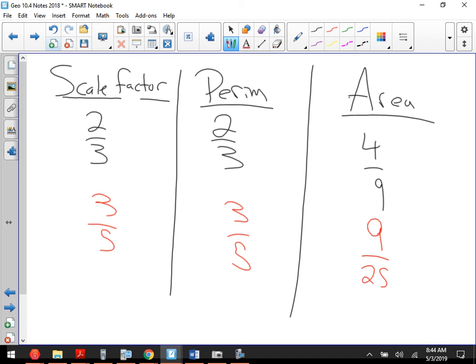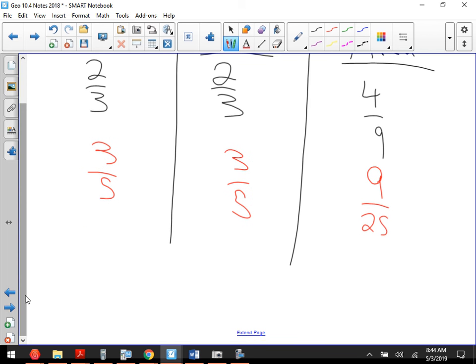Do you guys know how to square in a calculator? Just use the fraction bar and hit square and it'll work. Same thing goes if you happen to have the areas. If you have the areas ratio, all you have to do is take the square root. You know how to take the square root of a fraction in the calculator? Remember?